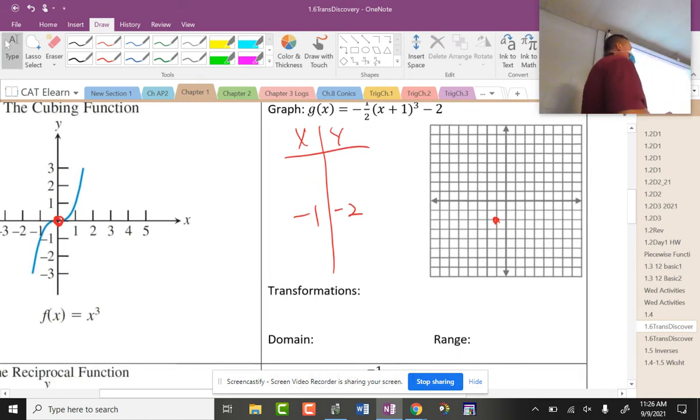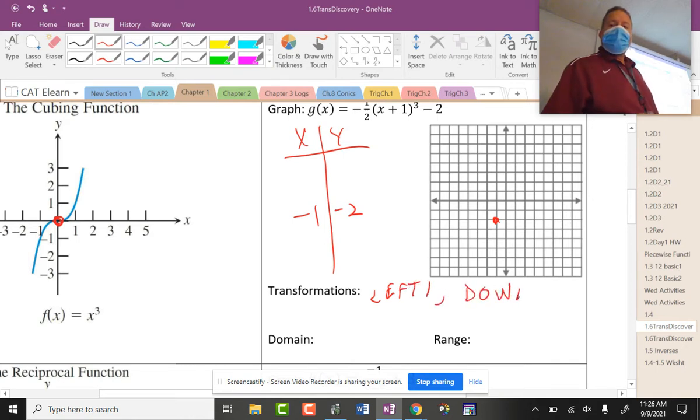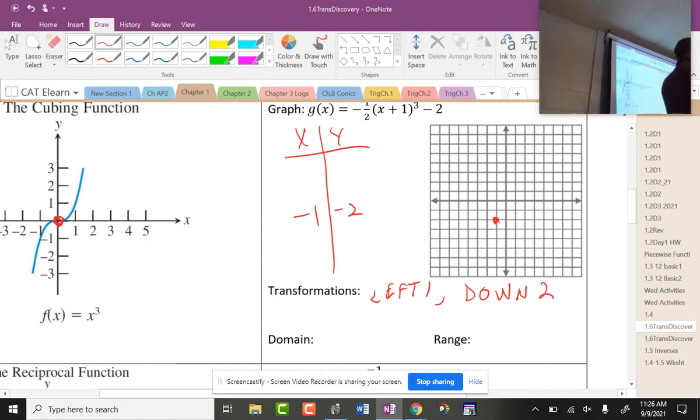You'll see this behavior after we graph this. Left or right? Left 1, down 2. And I'll prove it when we graph the rest of this. Then we'll see what that 1/2 does. I like this thing. It really hammers down the left-right thing. Left 1 when it's +1? Yeah, it's because it's whatever makes this 0. So that's what's happening there.